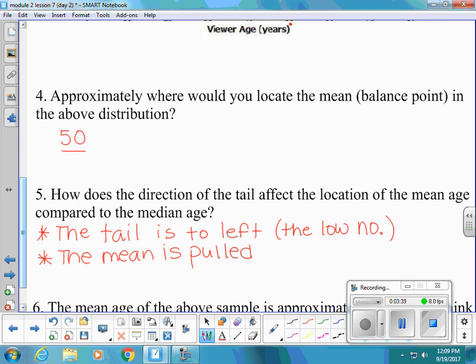So the mean is, I'm going to say, pulled. What if I say pulled down to be lower than the median? If the tail went to the right, that would be exactly the opposite. It'd be pulled toward the higher numbers.